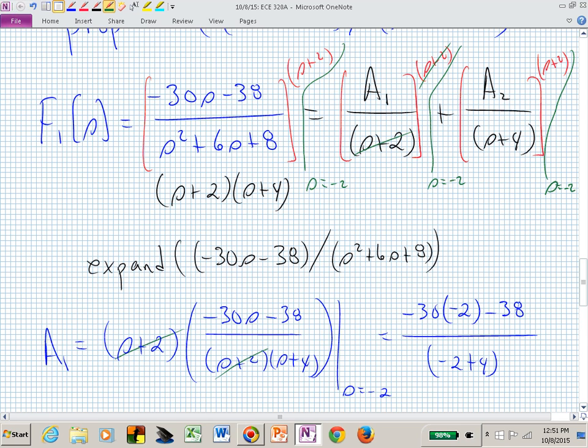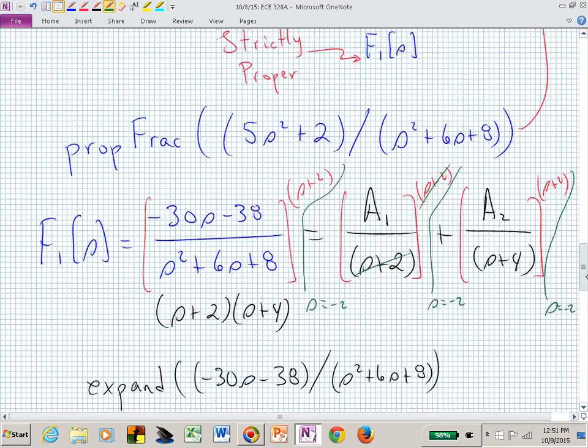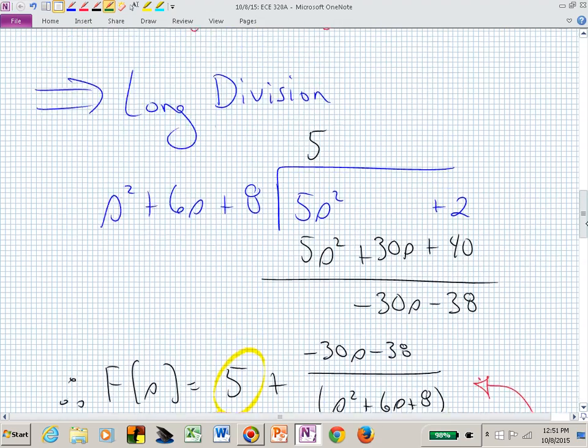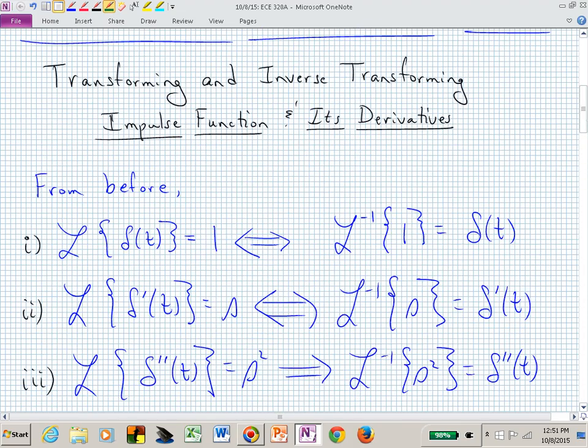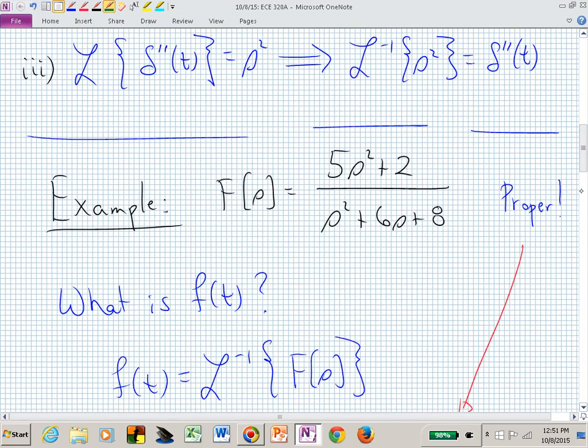Question? What does capital F of S stand for? I just grabbed it out of midair. I don't know what it stands for. It could be a voltage. It could be a current. It could be somebody's temperature response. It could be position as a function of time when you inverse Laplace transform.